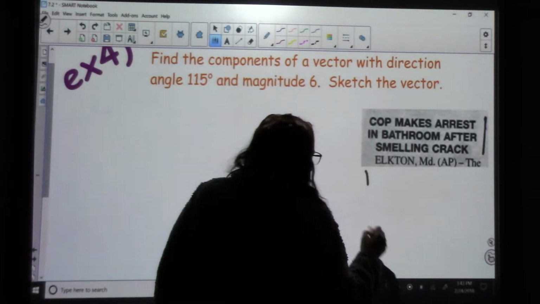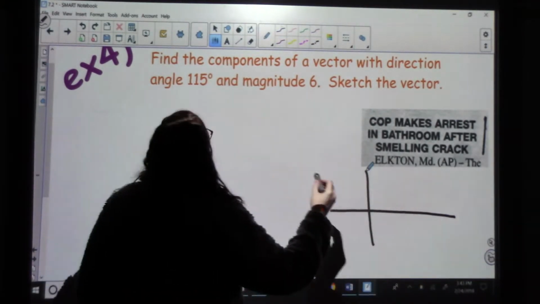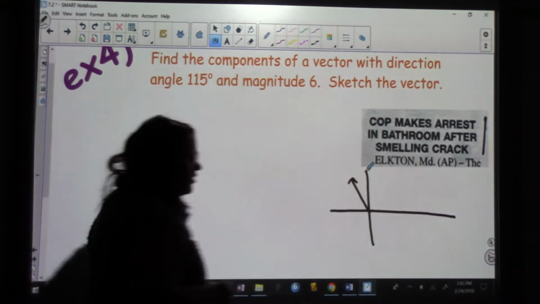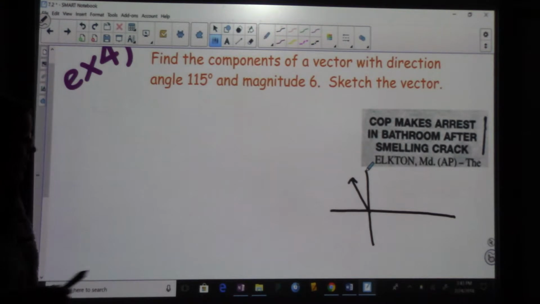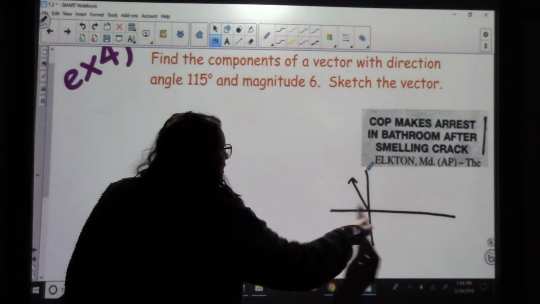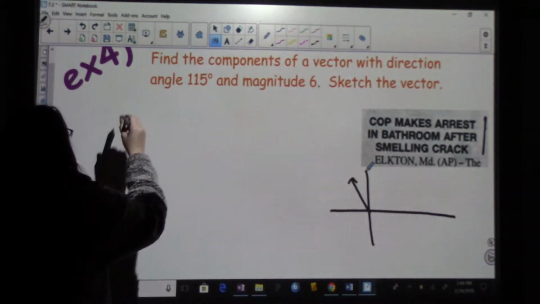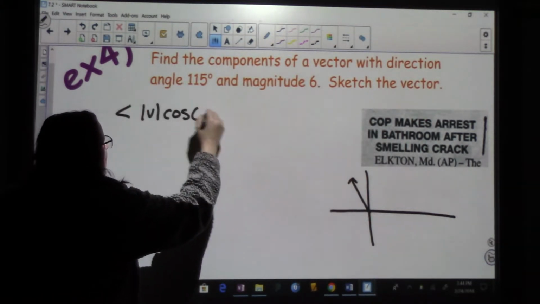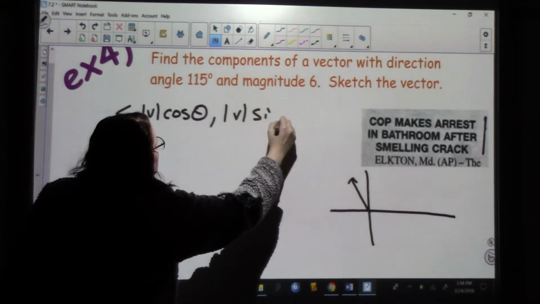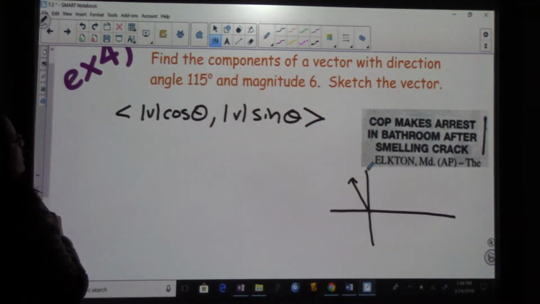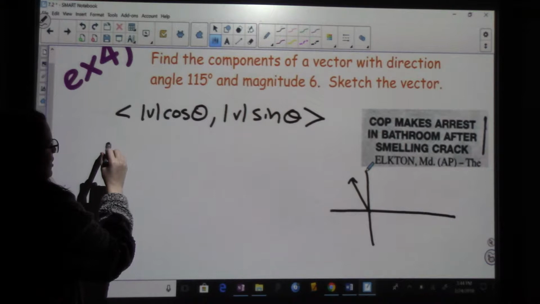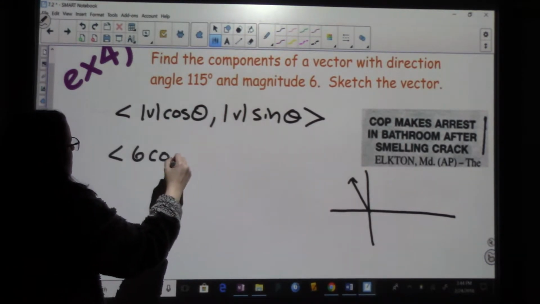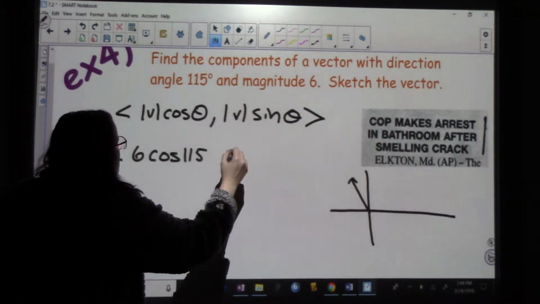So we know that the angle of 115, we know that's past 90, so it'll be somewhere over in quadrant 2. So when we get an answer, we better have a point that's in quadrant 2. We're going to start off, we know the component form is magnitude of V cosine theta, magnitude of V sine theta. So all I need to do is find the magnitude here. Magnitude is already told, 6. Angle is easily told, 115. So 6 cosine of 115, 6 sine of 115.